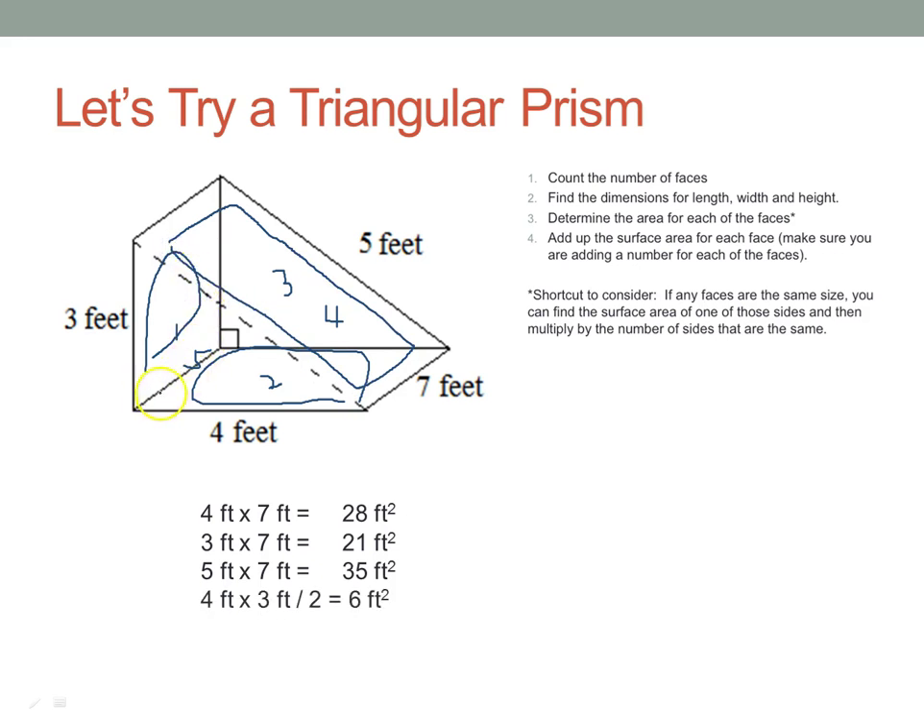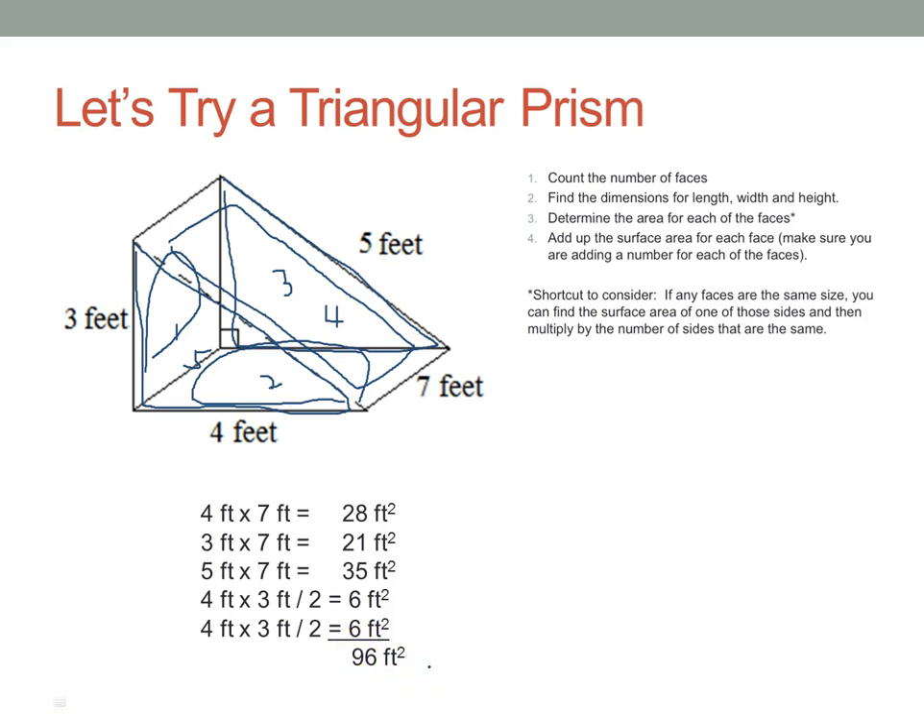And then we have the 2 triangles. You can see the triangles. I'll try and outline them. One's right there, and one is right here. Those are the same size. So we could do base times height divided by 2. 4 by 3 divided by 2. We get 6, and we need that twice because we have that triangle twice. If we add up all of these areas from all the faces, we get 96 feet squared.